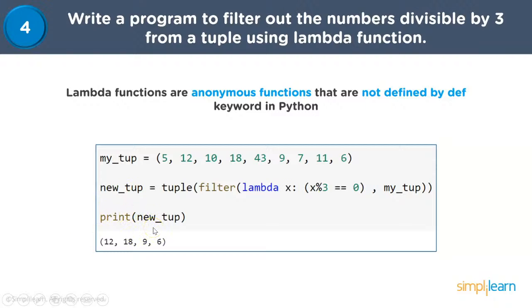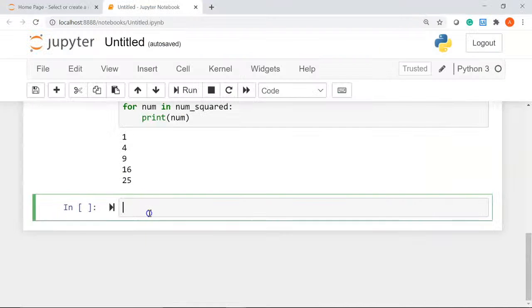So let's do it on our Jupyter notebook. Alright, so we are on the Jupyter notebook. First I'll define a tuple. Let's say the variable name is my_tup, which stands for my tuple, and using brackets I'll pass in my tuple values. Let's say 5, 12, 10, 18, 43, 9, 7, 11, and let's say 6. So you can see these are the numbers present in my tuple.